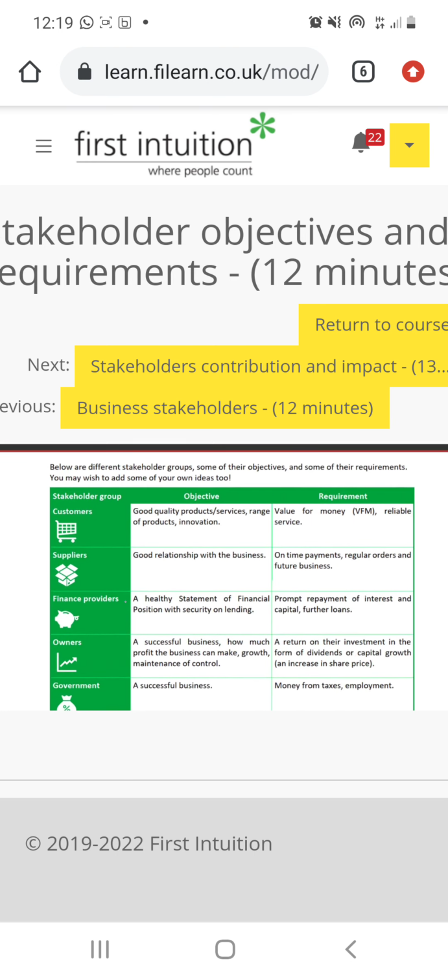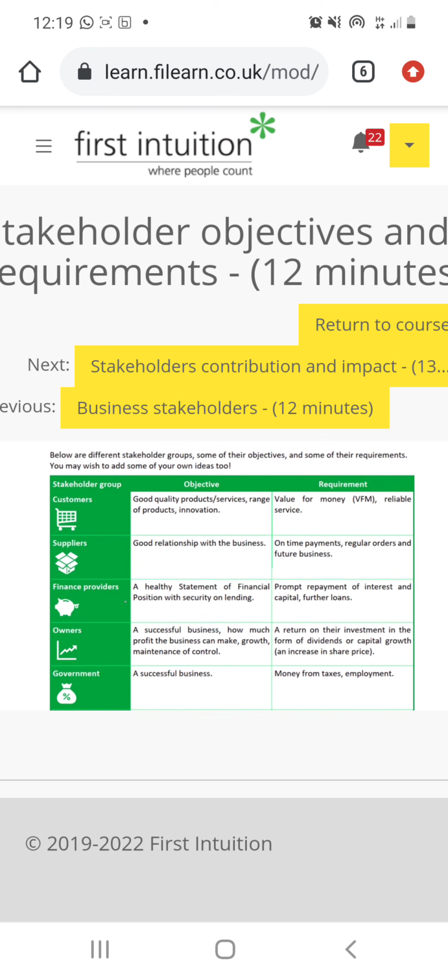Let's look at this in more detail using the table. Below are different stakeholder groups down the left-hand side. Some of their objectives, what they want to see from the business, are listed in the middle column, and their requirements, what they require from the business, is on the right-hand side.